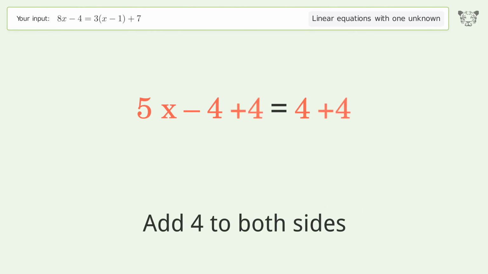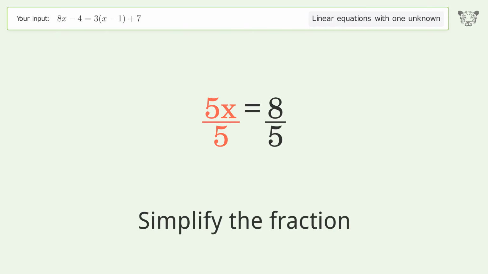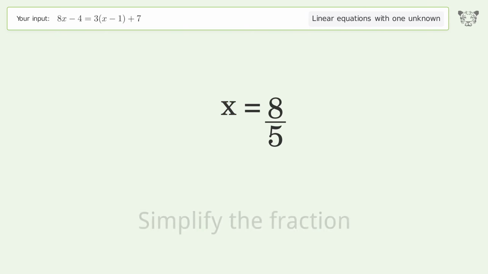Isolate the x. Divide both sides by 5. Simplify the fraction. And so the final result is x equals 8/5.